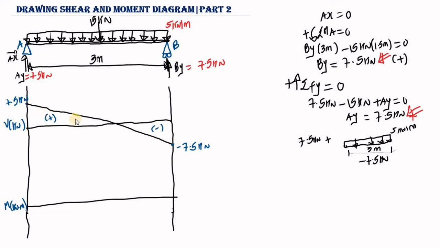So we are going to take a look at the positive area. We're also going to take a look at the negative area. So meaning we need to take the area of this triangle. We also need to take the area of this triangle. And we know that the area of a triangle is length times breadth, then divided by 2.